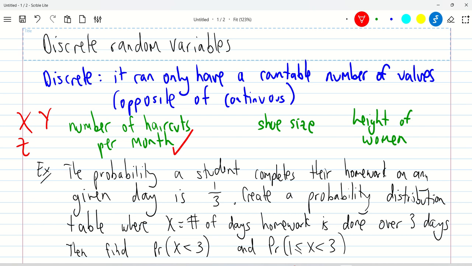How about shoe size? If you think about shoe size, what would people's answers be? It would be 7.5, 8, 8.5, 9. There's only a certain number. You can actually count the number of responses. So that is also a discrete random variable.